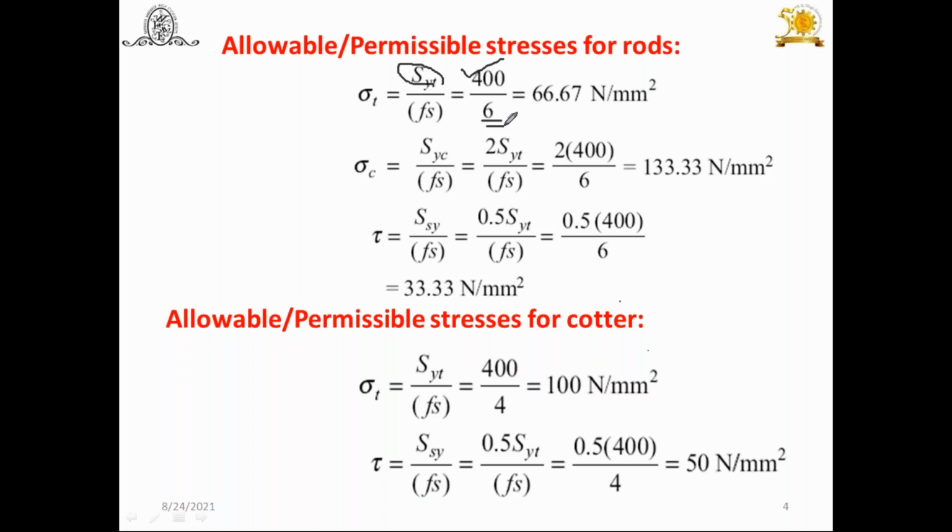Now here, SYT you know is 400 and FOS 6 is taken. I have told you may take 5 or 6, here 6 is taken. The permissible stress per rod, sigma T, you can calculate as SYT upon FOS. Similarly, this plain carbon steel is used for the spigot and socket. That's why the permissible crushing stress is required, because the socket and spigot are also going to fail because of crushing. So how to find the crushing stress? SYC upon FOS, but SYC is equal to 2 SYT.